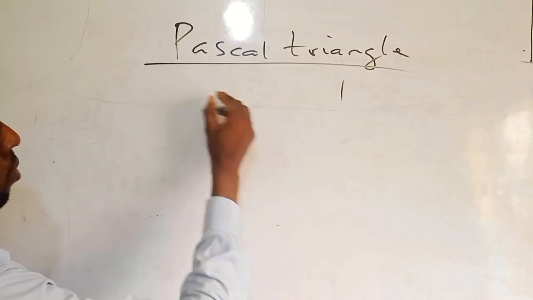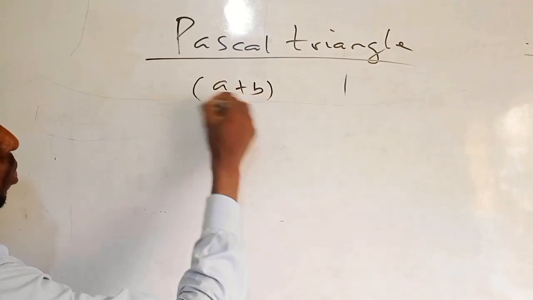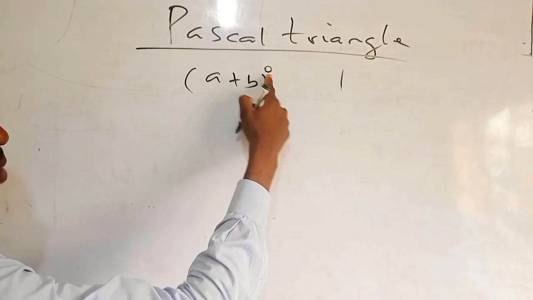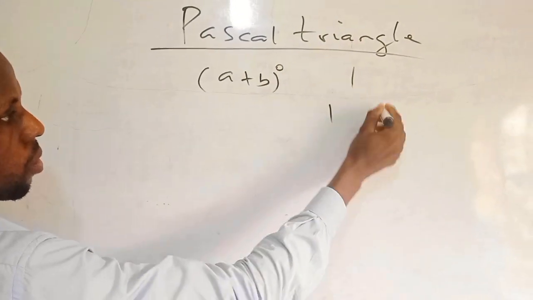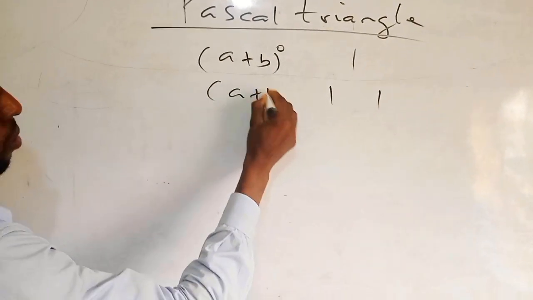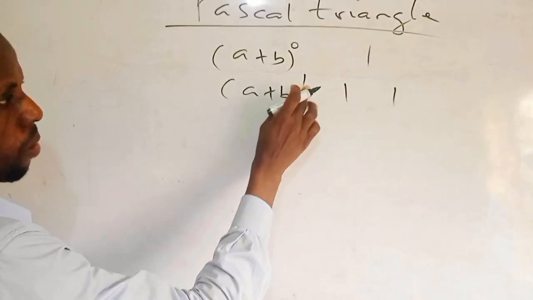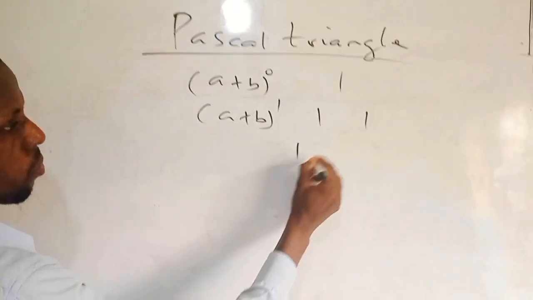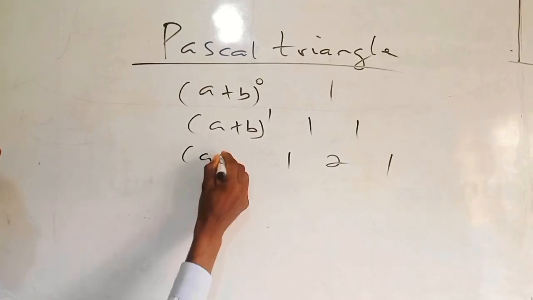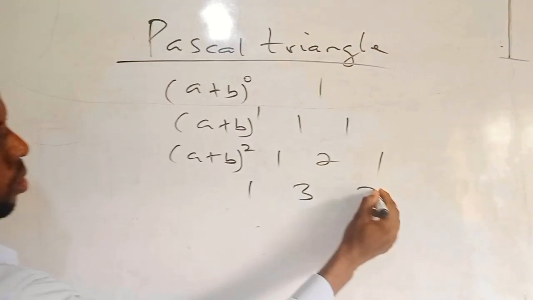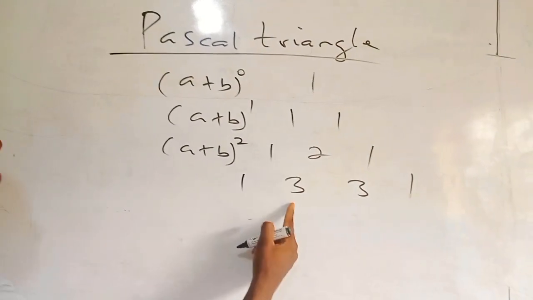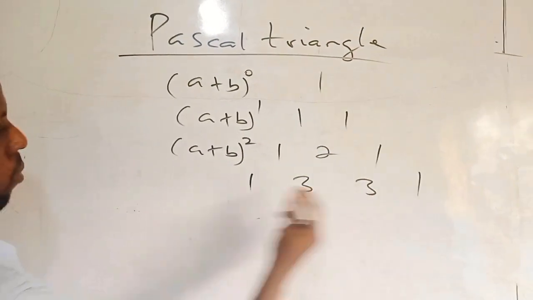When we have a binomial expansion with the power to be 0, it's at this level. When we have the power to be 1, it's at this level. At this level, we have the power to be 2. So this one is 1, 3, 3, 1: 1 plus 2 is 3, 2 plus 1 is 3, and we have 1.